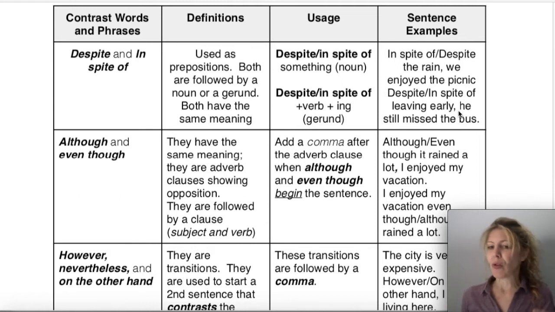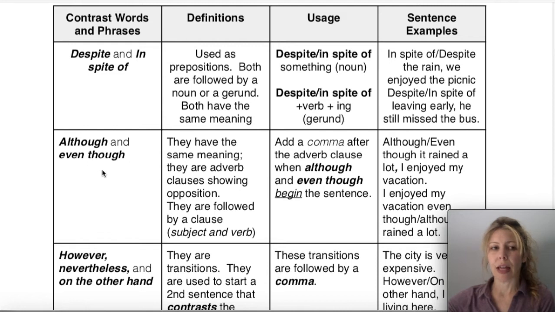So when you say in spite of or despite something, whatever that is doesn't affect what happens in the main clause. That's your contrast phrase or clause. Then you have the main clause: he still missed the bus, we enjoyed the picnic. Whatever happened in despite or in spite of does not affect the main clause.